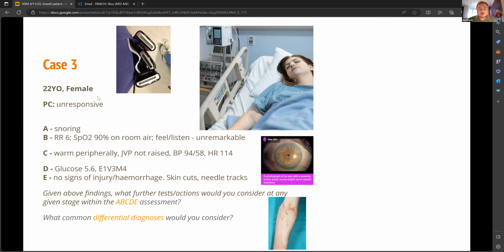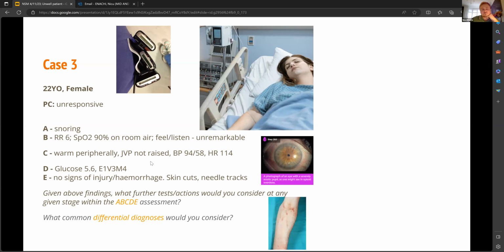Case number 3, this is a young female, 22, and your nurse asked to see her because she doesn't seem to respond. She's unresponsive. So she's snoring when you see her. Her respiratory rate seems to be low. Her SATs are low, but she doesn't seem to have any odd sounds when you listen to the chest.